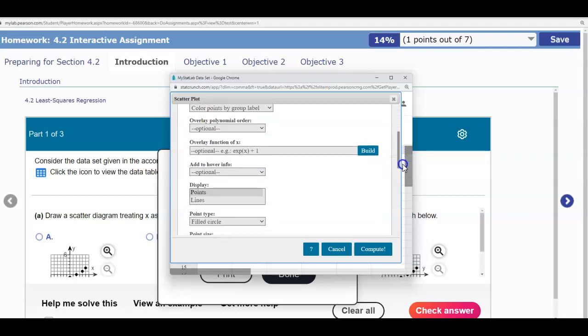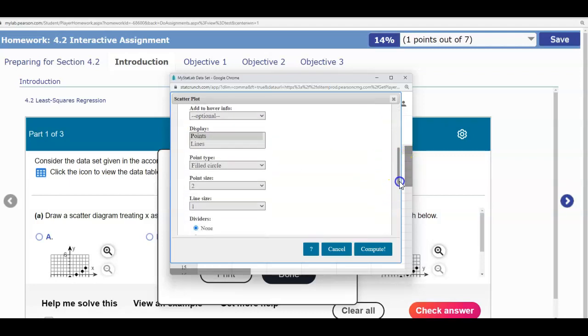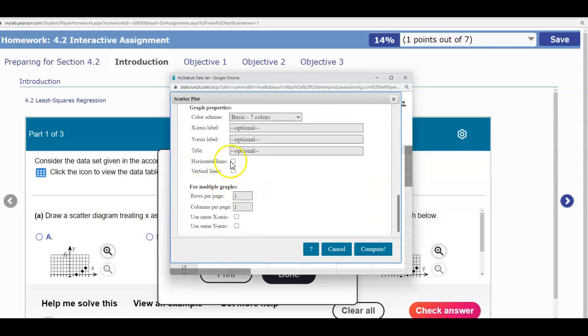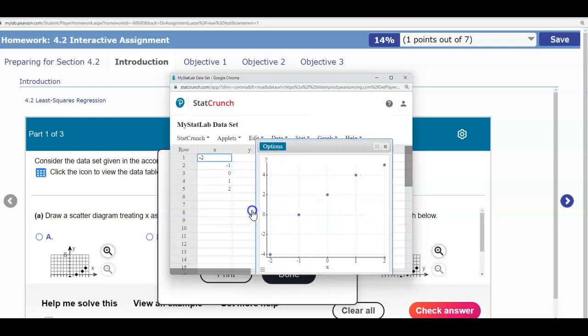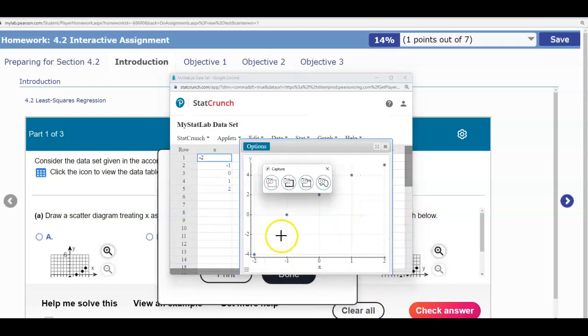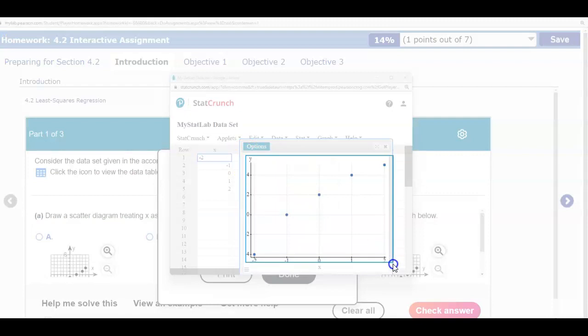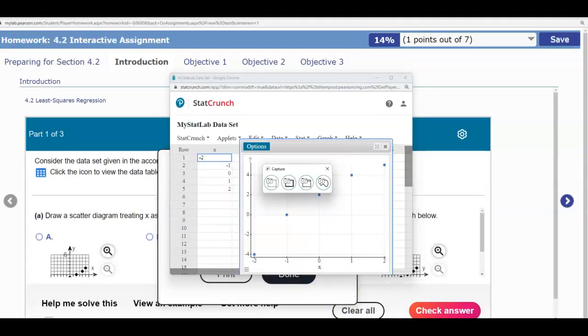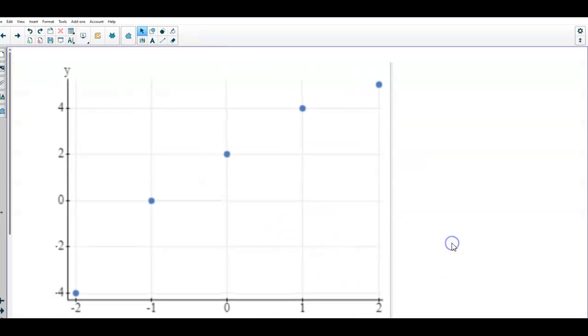And then I'm going to scroll all the way down, make sure points are the ones being displayed. And then I also want to make sure that the vertical and the horizontal lines are selected. So I'm going to select compute. And then I'm going to go ahead and copy this on the page. Okay, so here's our graph.